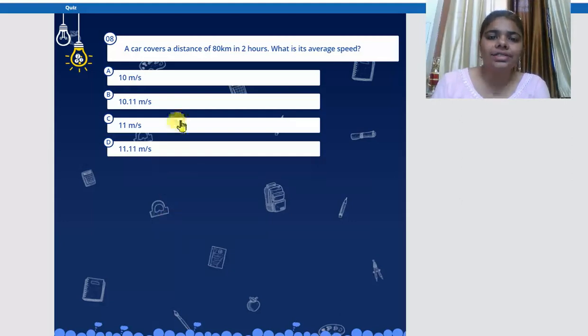A car covers a distance of 80 kilometers in 2 hours. What is its average speed? Yes, remember average speed? It is total distance upon total time. And see the options. We are to find the average speed in meter per second. So let's see how can we do it.